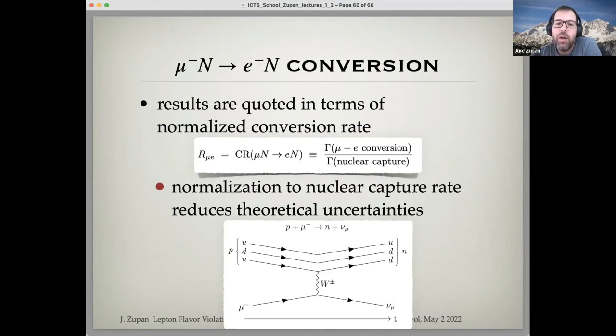You capture a muon, and this will be the standard model background. This is the nuclear capture rate, and you sum all of the different nuclear captures. So that's the sum of all the standard model nuclear captures of the muon, and you divide the two. The reason why this is done is that at least some of the theoretical uncertainties cancel in this ratio. So it's a better prediction. And this is either denoted as R mu E or this capture rate, mu N to eN.